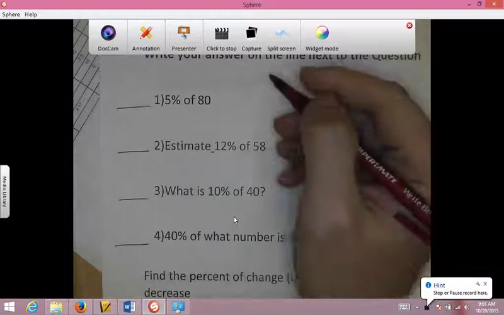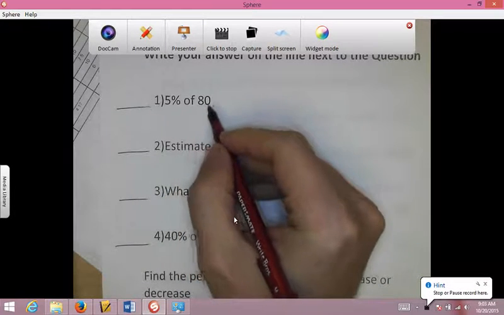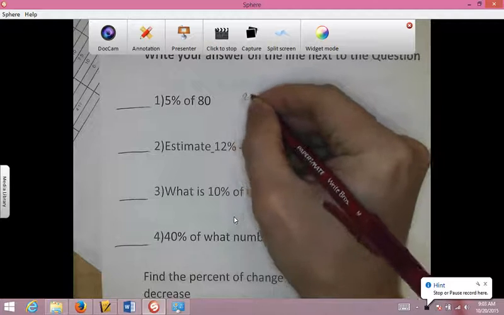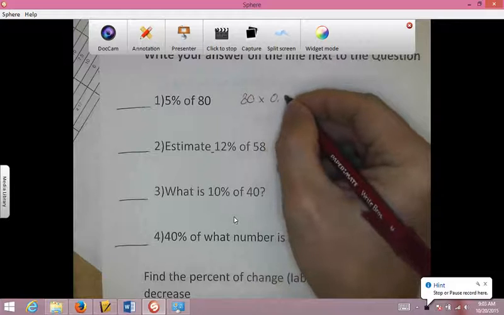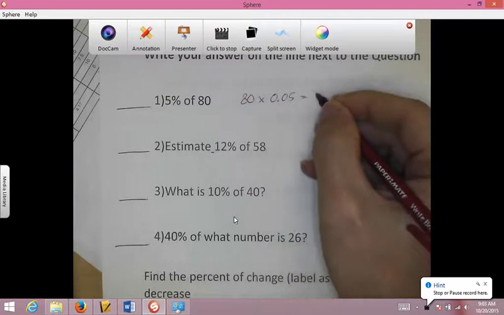All right, so for the first one, we've got 5% of 80. So we're going to take 80, multiply it by 5% as a decimal. That's 0.05. And when we multiply that in our calculator, we get 4.